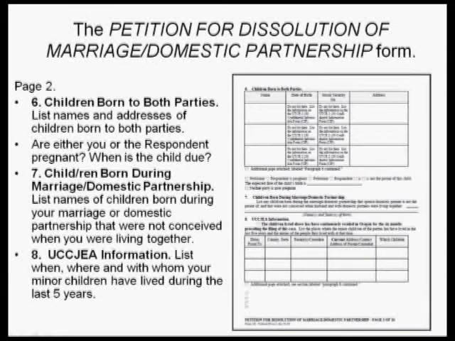6. Children born to both parties. List names and addresses of children born to both parties. Are either you or the respondent pregnant? When is the child due? 7. Children born during marriage, domestic partnership. List names of children born during your marriage or domestic partnership that were not conceived when you were living together.